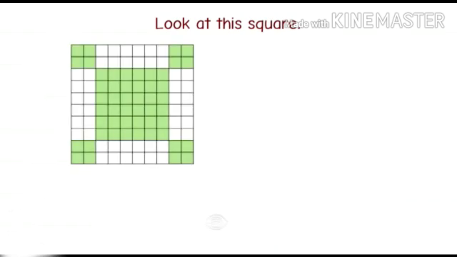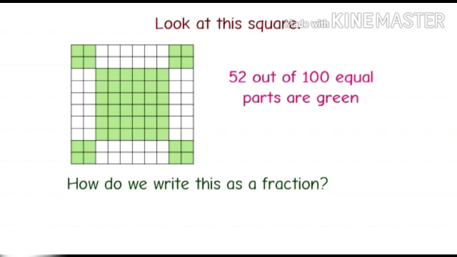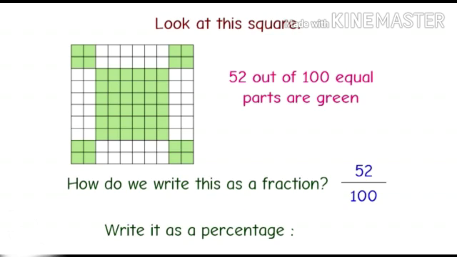Look at this square. 52 out of 100 equal parts are green. How do we write this as a fraction? 52 upon 100. Write it as a percentage, 52%.